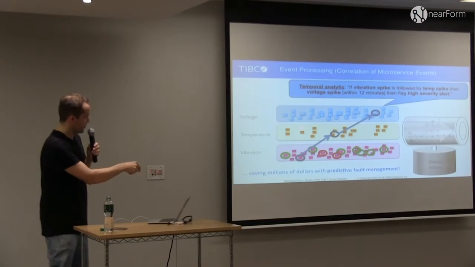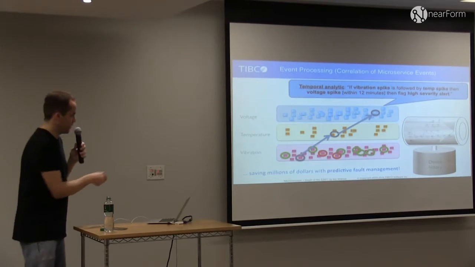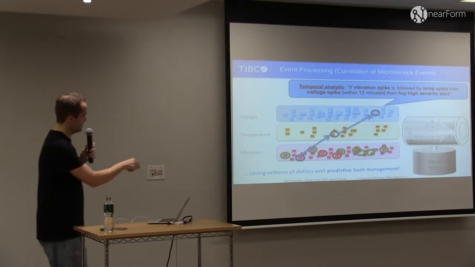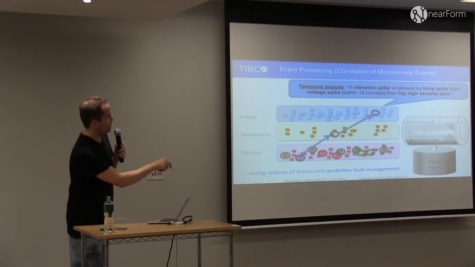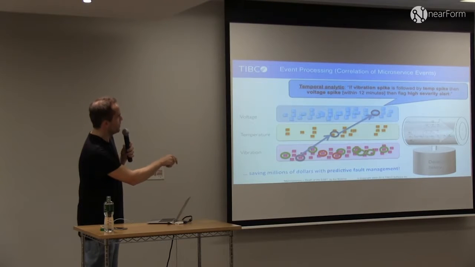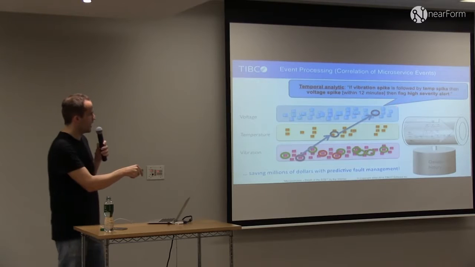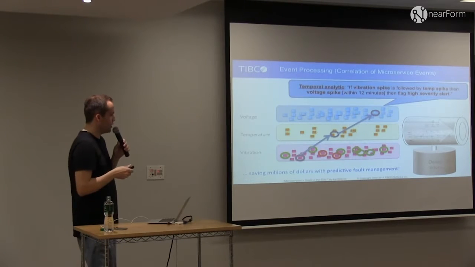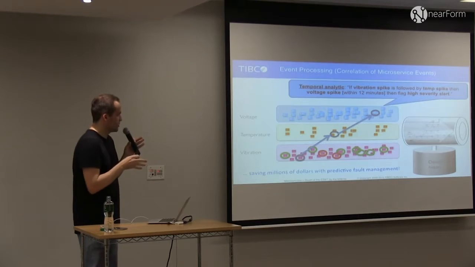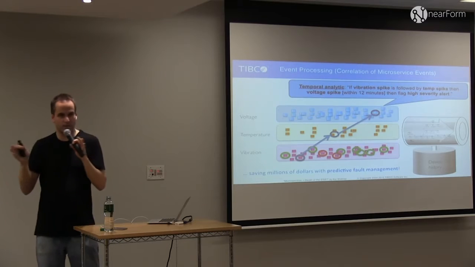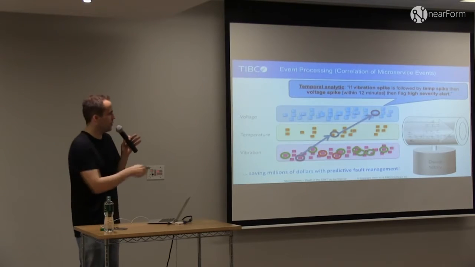And the event correlation, that's really the key, correlates the different information of the different microservices to get some information out of it. So in this case, the rule is defined like this: if a vibration spike is followed by a temperature spike and then a voltage spike, and all of that within 12 minutes, then it's a high severity alert. So here you really talk about real-time information. It says within 12 minutes, and that's really a sliding window of 12 minutes. It's always processing information in real time, while it's happening.